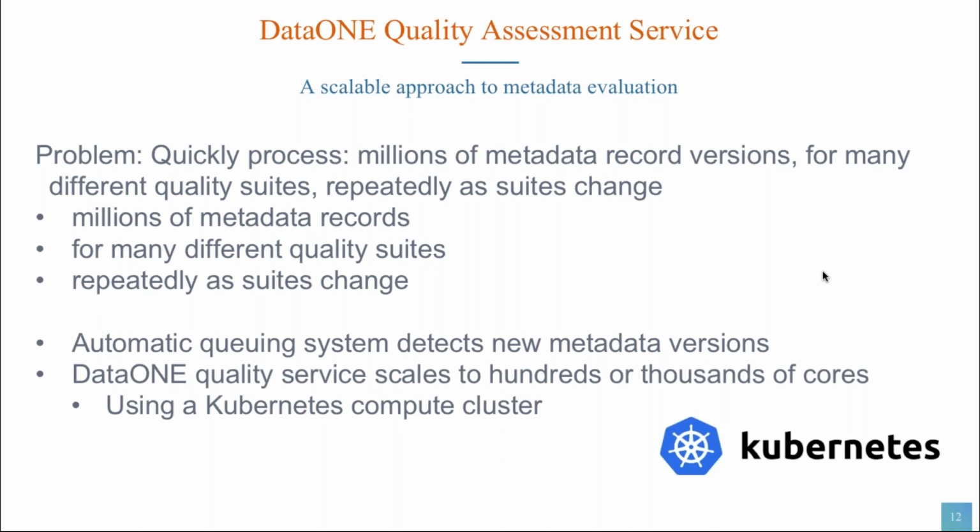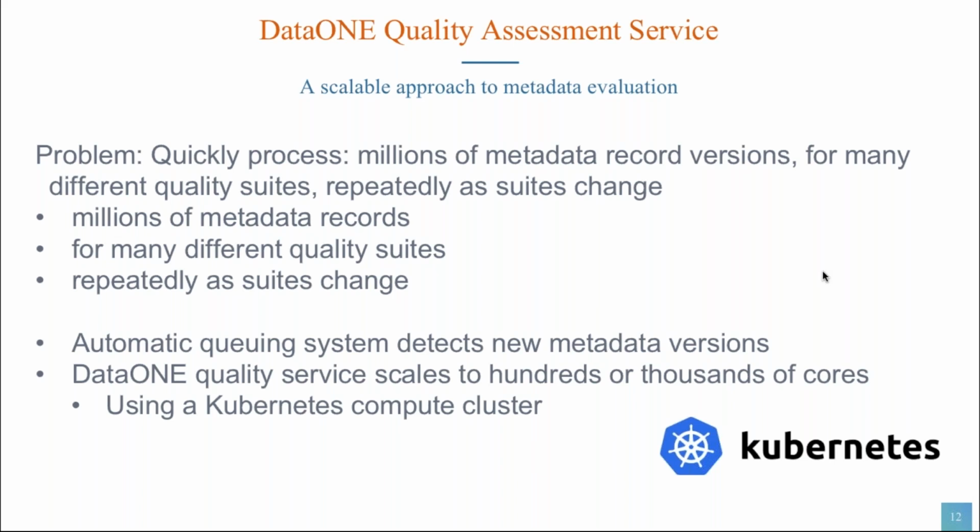And so our challenge is to have a system that can quickly process millions of metadata records and the versions of those for many different quality suites, for the FAIR suite, for the Arctic Data Center suite, for the KNB suite, for all these different recommendations, and repeatedly as those suites change. So if we update our Arctic Data Center standards and we add 4 new checks, we want to rerun our quality assessment on all of our data and metadata. So we want to be able to do that quickly. That set of permutations means we have to have a large computational engine to be able to do that all at once.